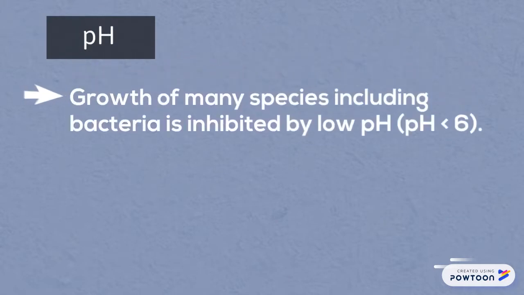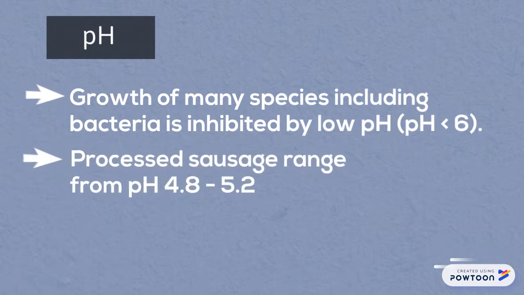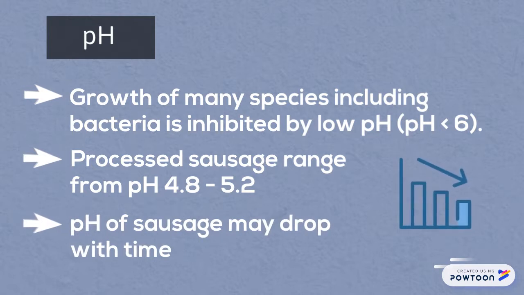Moving on to pH. Low pH can inhibit the growth of many species, including bacteria. Usually, processed sausage has a pH range from 4.8 to 5.2. Over time, the pH of the sausage may drop and inhibit the growth of bacteria.